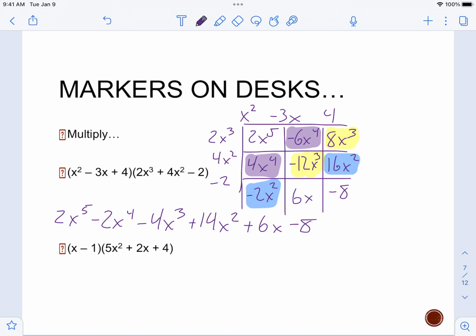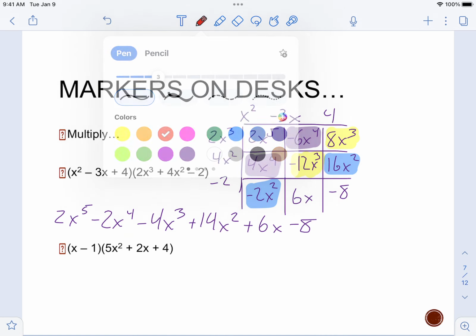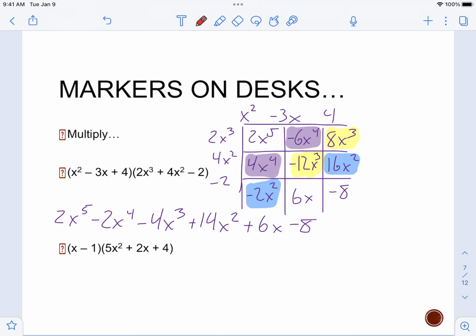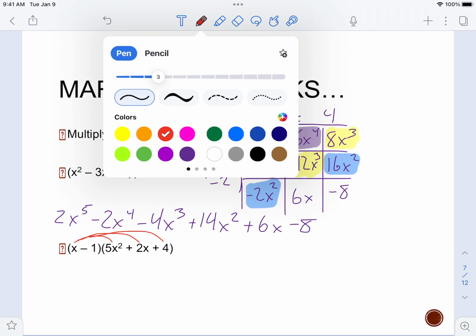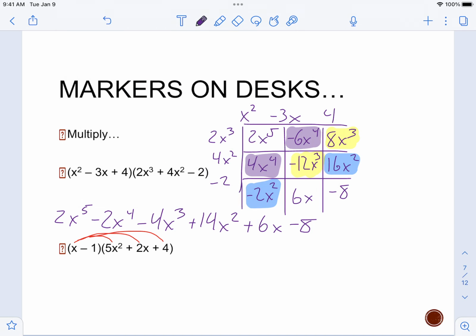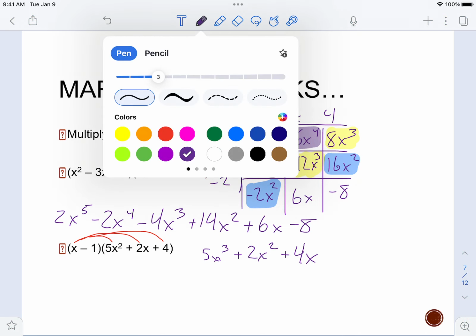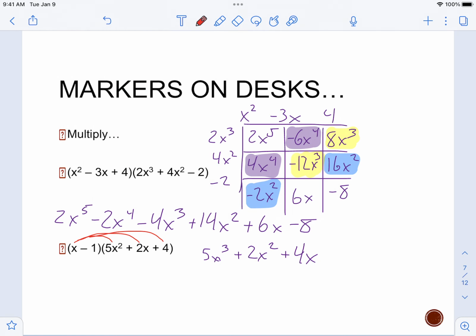All right, the next one, I think this is a good one for using the FOIL method because it's a 2 by 3, but you could certainly use the box method as well. I'll start out by distributing the x into all 3 terms, and that's going to give me 5x cubed, 2x squared, and 4x. And then I will distribute the minus 1 in, and that's going to give me minus 5x squared, minus 2x, and a minus 4.